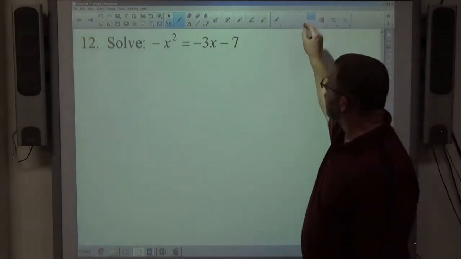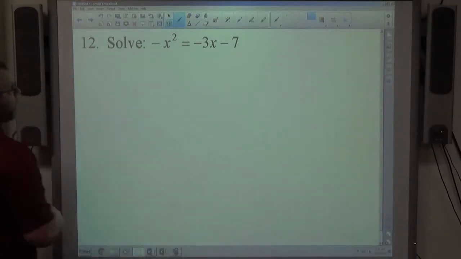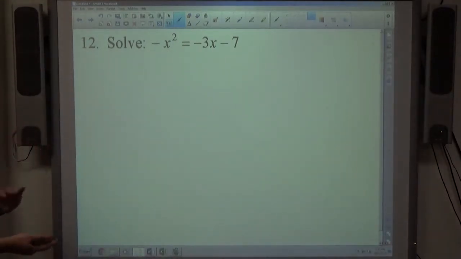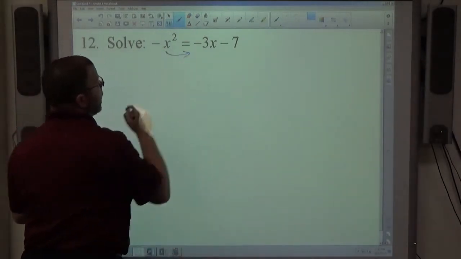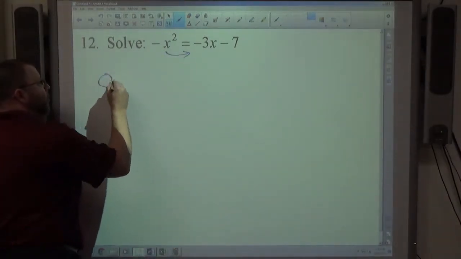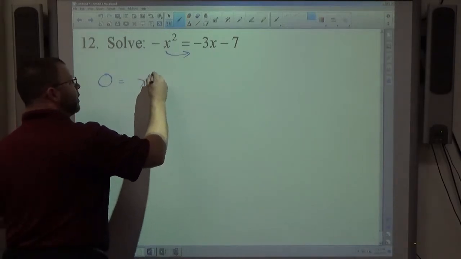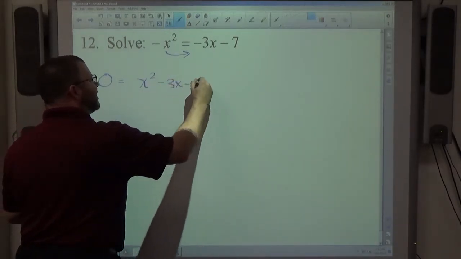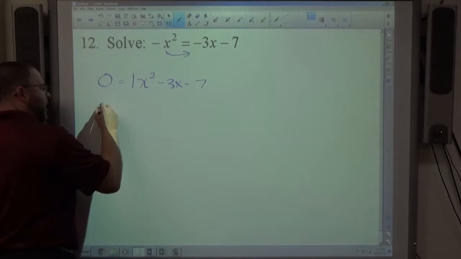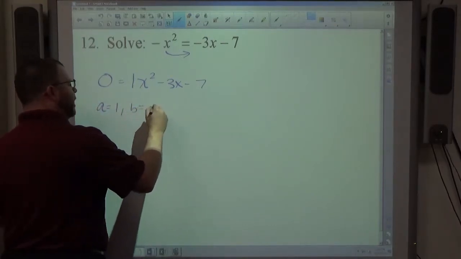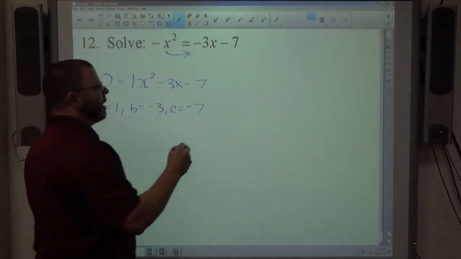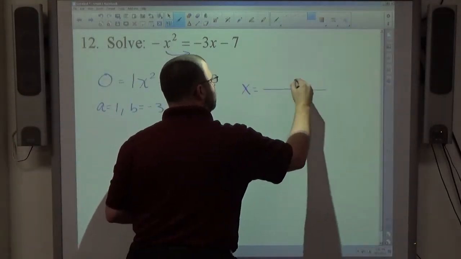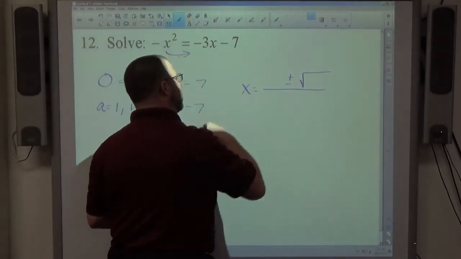Number 12, solve negative x squared equals negative 3x minus 7. It's a quadratic equation. I like x squared to be positive, so I'm going to move the x squared over to the right. I need it equals 0. So 0 is equal to 1x squared minus 3x minus 7. A is equal to 1, B is equal to negative 3, C is equal to negative 7. And I know my answer is going to have the form of x equals something plus or minus the square root of something over something.